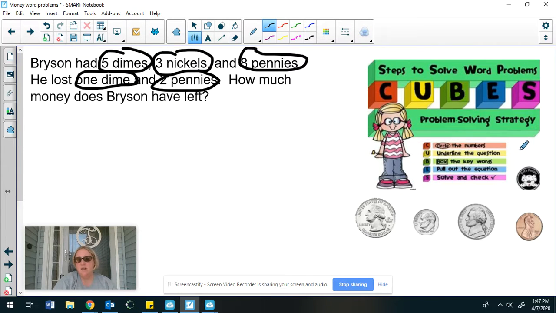Now, the next thing my chart tells me to do is to underline the question. The question I'm being asked is, how much money does Bryson have left? So I'm going to underline that.